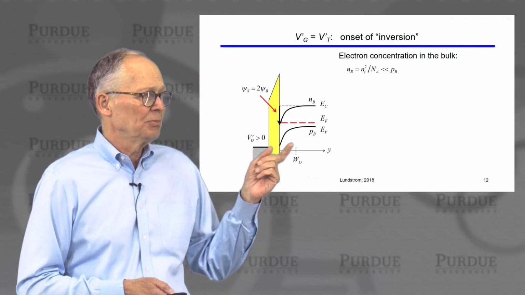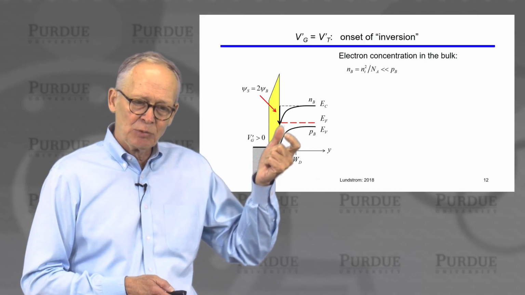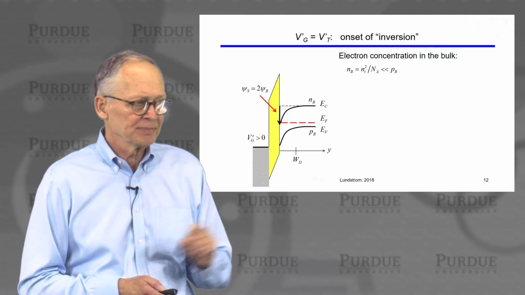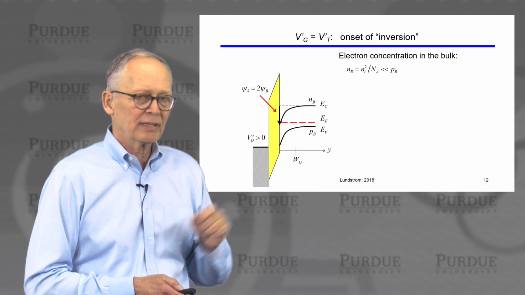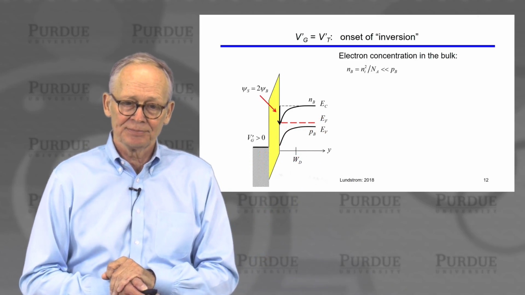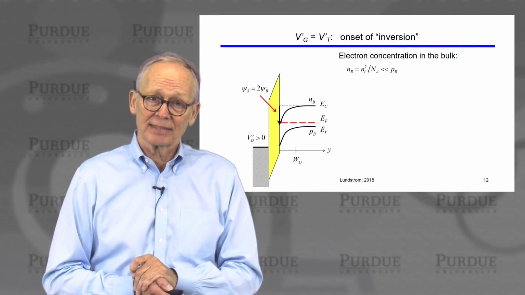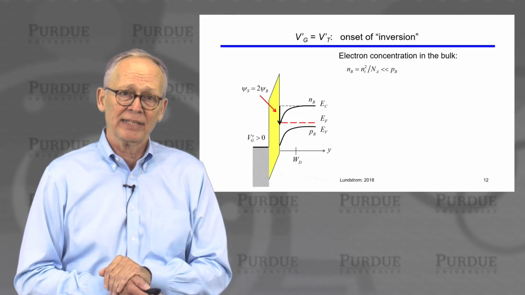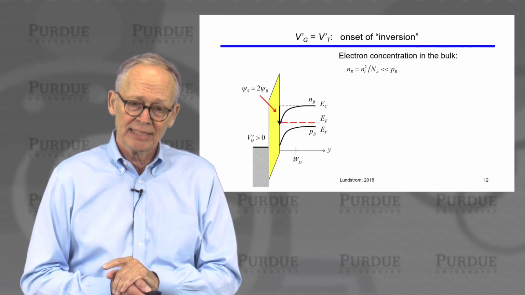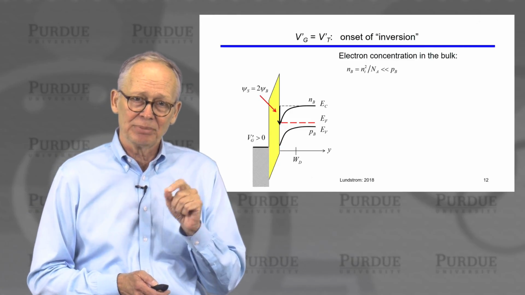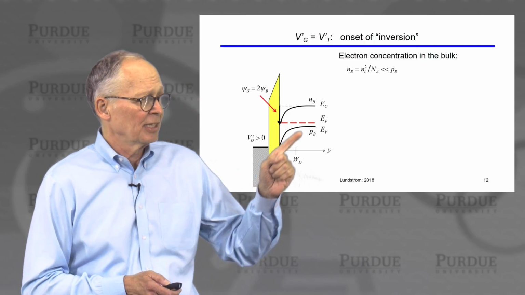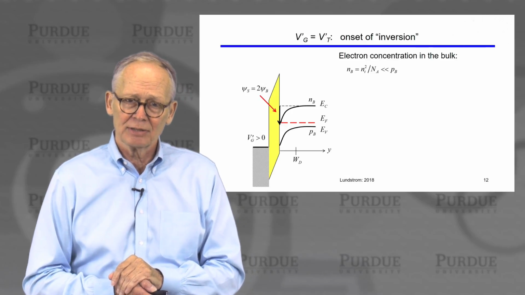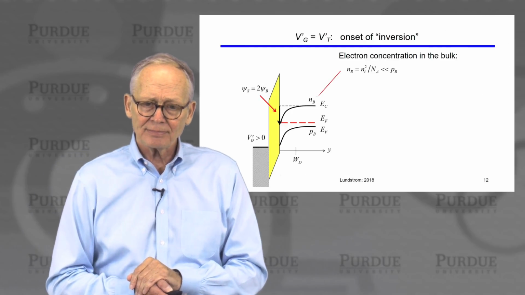Now, if we continue to apply a positive voltage and we pull the bands down further and further, we'll deplete deeper and deeper and deeper. Eventually, we'll pull the conduction band down close to the Fermi level. Okay. Now we're going to get a significant concentration of electrons. In the bulk, there weren't many electrons at all. They were minority carriers. Remember that np is equal to n_i squared. So the number of electrons in the bulk is n_i squared over the doping density in the bulk. That's a very small number.